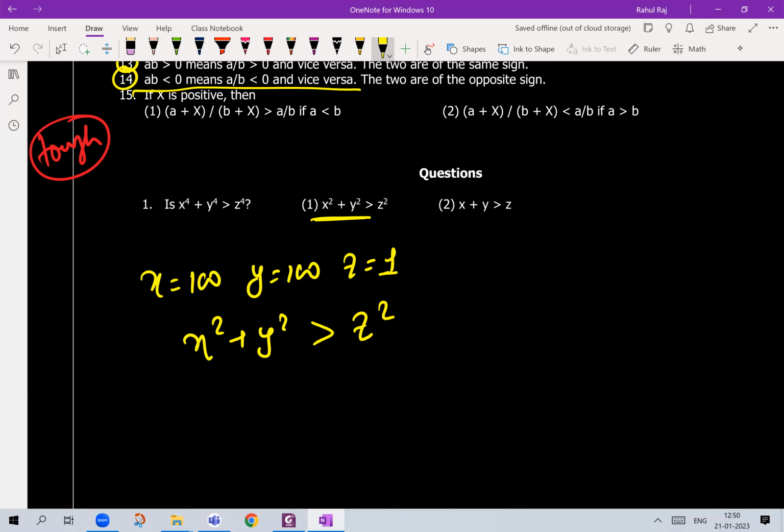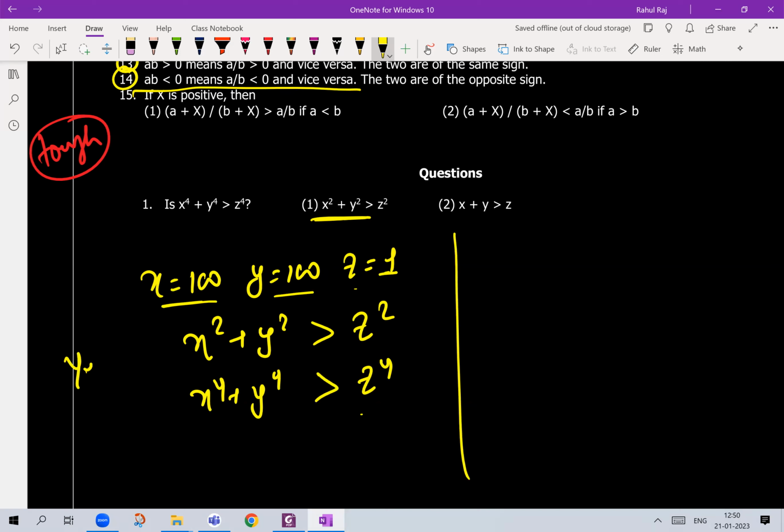I can 100% say this now. 100 square plus 100 square is greater than 1 square. And for these particular values, I can also say x^4 plus y^4 is greater than z^4. Simple logic. Because 100 to the power 4 plus 100 to the power 4 is surely greater than 1 to the power 4. So I have a yes situation.